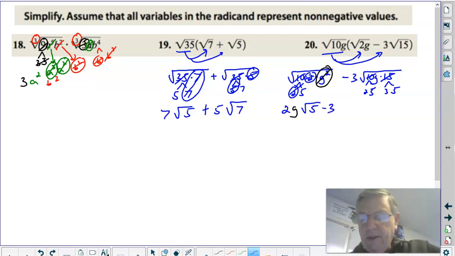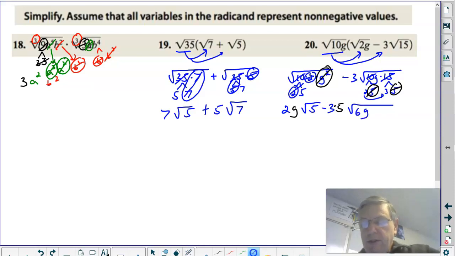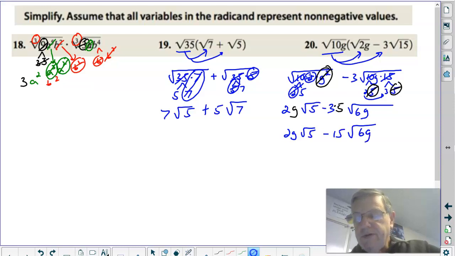All right, so let me come down here and keep track of everything. So 5 times 5, I get a 5 out. So that's a negative 3 times a 5. And that's it. That's the only numbers I can get out. And now that I look, I only have 1g. I can't get any of those out either. And what's left in is the 2 times the 3 and the g. So let's finish it out. 2g times the square root of 5 minus 15 times the square root of 6g.